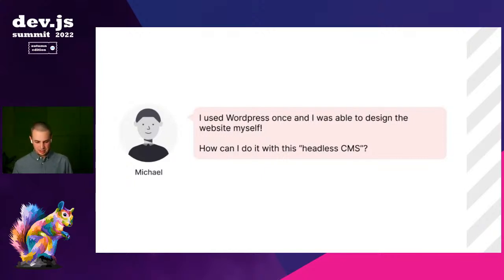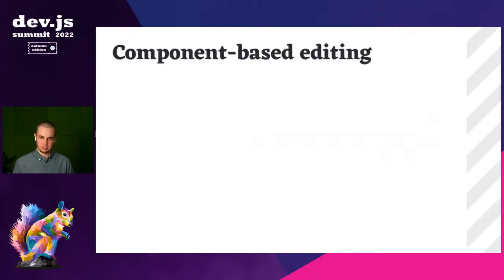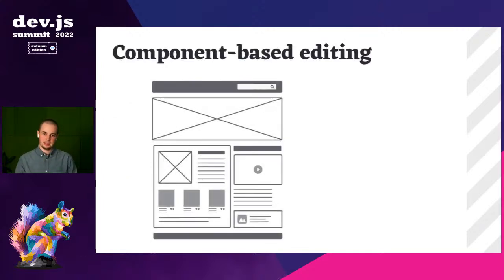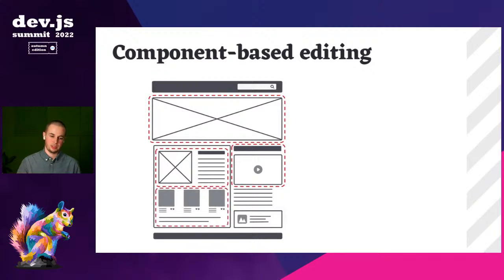And with Headless CMS, as we saw previously, there is only this form which doesn't look like the ready website. But we have a few ways to offer Michael that functionality. So we can use component-based editing, and it's available in a few CMSs. How it works is that you divide your website into components. So here you can have some hero image, some text, some repeated components, video, etc.